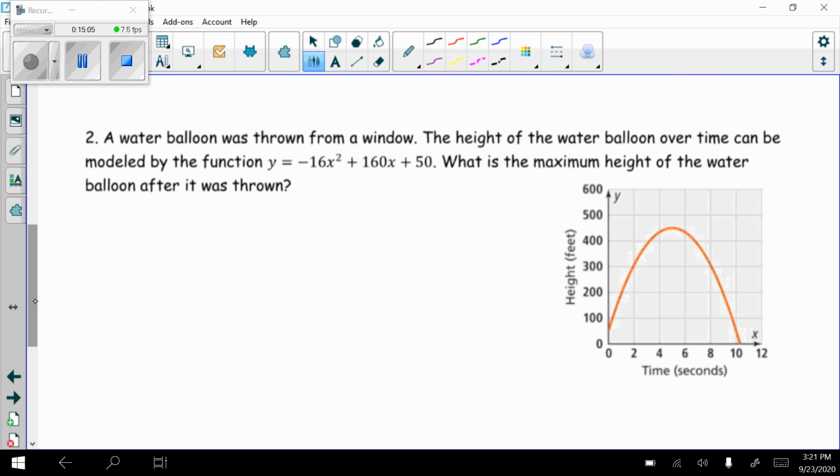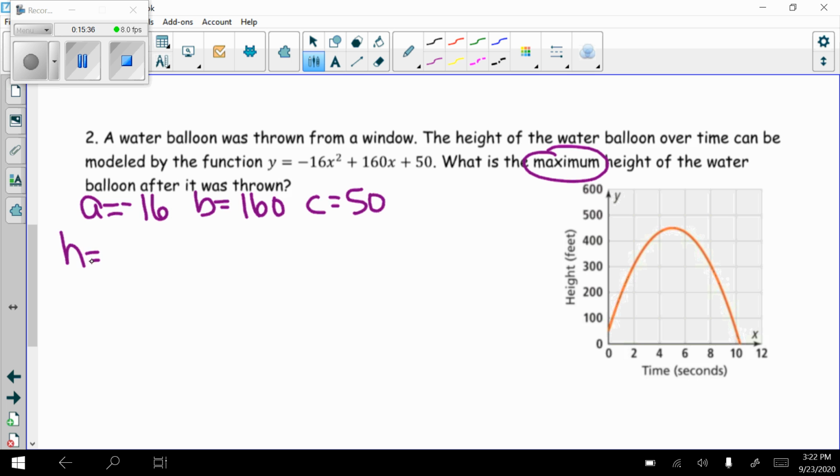This one deals with water balloons. It says a water balloon was thrown from a window. The height of the water balloon over time can be modeled by the function y equals negative 16x squared plus 160x plus 50. It wants to know what is the maximum height of the water balloon after it was thrown. Again, we see that keyword maximum, and we know that we are looking for the y-coordinate of our vertex. So again, identify A, B, and C. A is negative 16, B is 160, and C is 50.